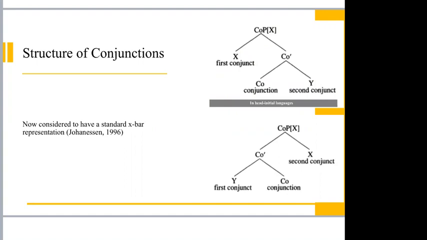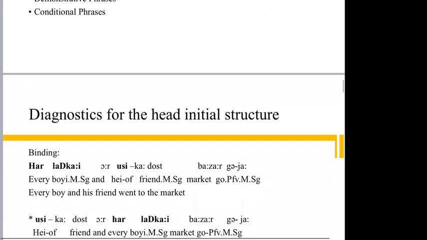What we find is what is happening in the first tree. The first conjunct is the thing that you can move around, and the second conjunct and the conjunction are the constituents. Is that clear, Shubham? Yeah. Okay. So these are different tests that show that while Hindi is a head final language, the structure of conjunctions is head initial. So the first conjunct is structurally higher than the second conjunct.